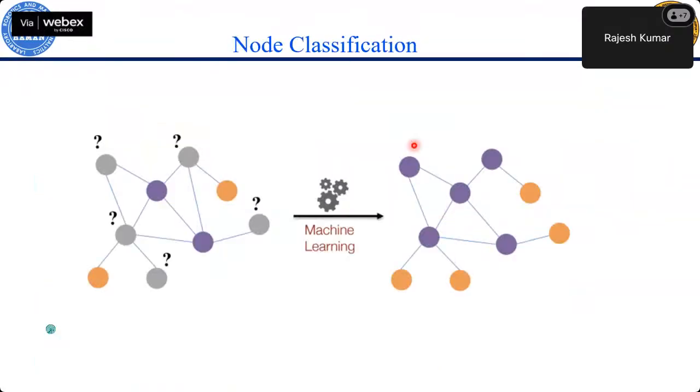So what is node classification? Node classification is like this. I have this graph, and let's say these are each node point.